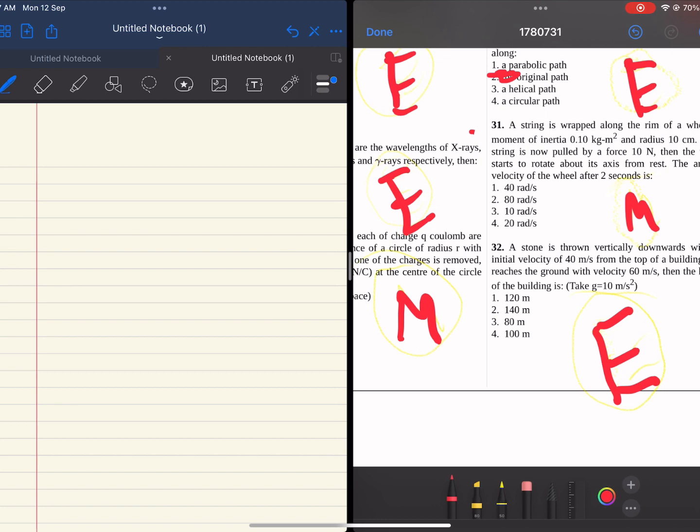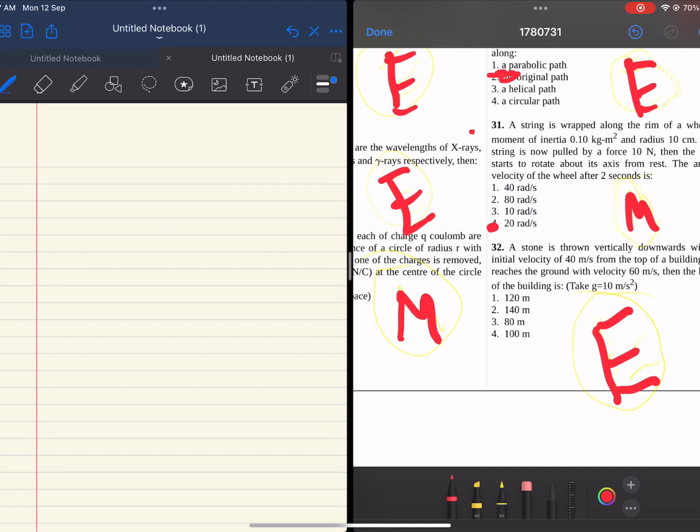A stone is thrown vertically downwards with an initial velocity of 40 meters per second from the top of a building. If it reaches the ground with a velocity of 60 meters per second, find the height of the building. Height of the building, we can do it as V average into time taken. Here average velocity is equal to final velocity plus initial velocity by 2, because it's a constant accelerated motion. So 40 plus 60 by 2, which is 100 by 2, which is 50, which is the average velocity.